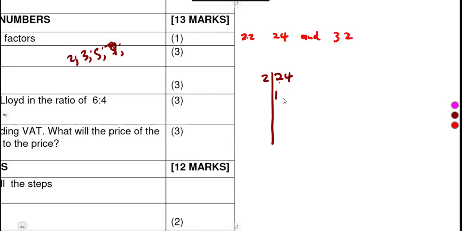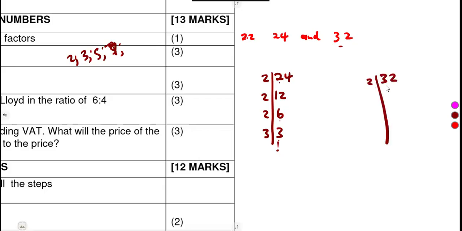24 divided by 2, that's a 12. Again by 2. 12 divided by 2, that's a 6. You can use your calculator, guys. By 2. 6 divided by 2, that's a 3. We can see that 2 cannot work. So we move on to 3. 3 divided by 3, that's a 1. Until you get a 1. All right. So this is it. We move on to 32. We do the same thing.